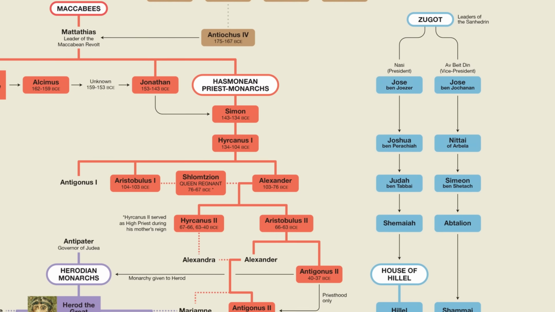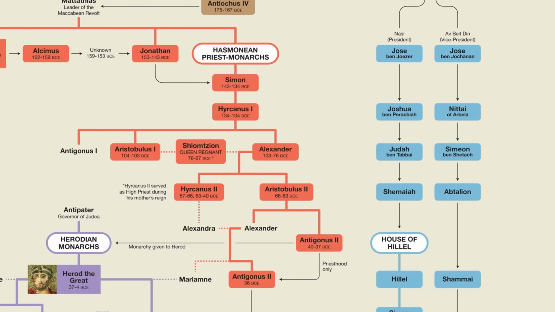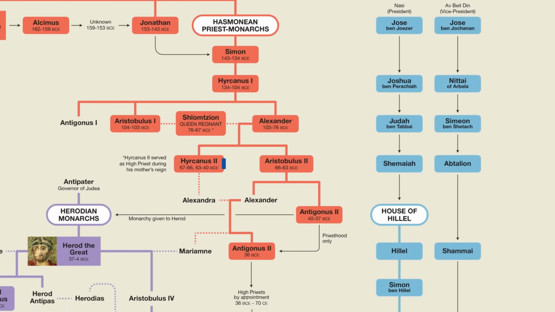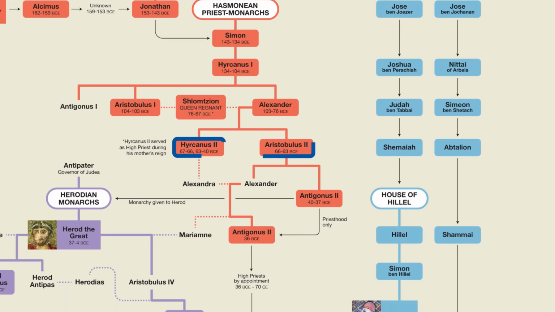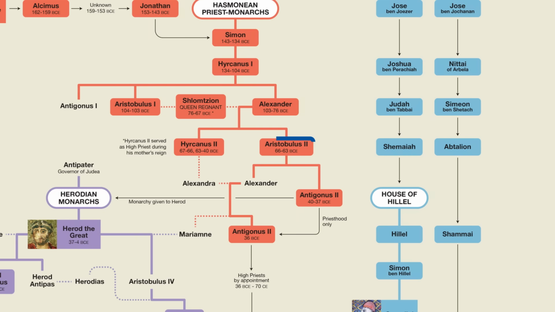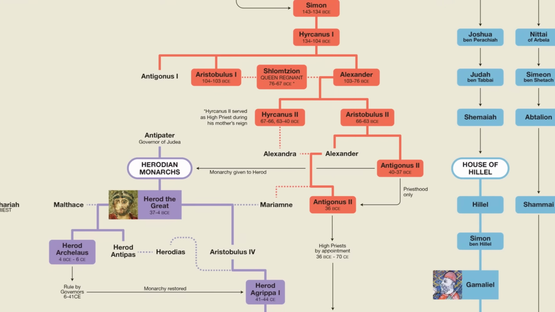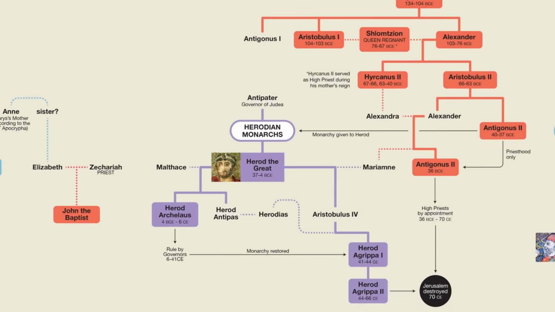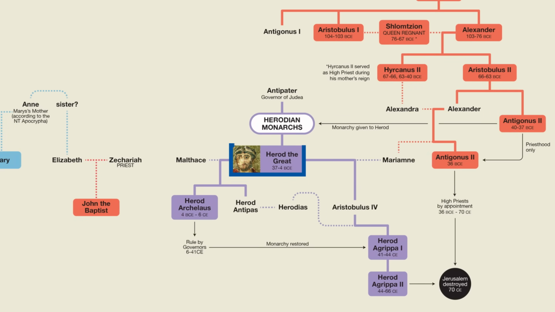Eventually, however, there's a civil war in Judea between two Hasmonean brothers, Hyrcanus II and Aristobulus II. Rome intervenes, and in the process, Judea becomes a client state of the Roman Republic. In addition to this, the Hasmonean dynasty is eventually replaced with the Herodian dynasty, Herod the Great being the husband of one of the last Hasmonean princesses. At this point, the monarchy and the high priesthood is split, with the high priests now getting the job by appointment instead of by inheritance.